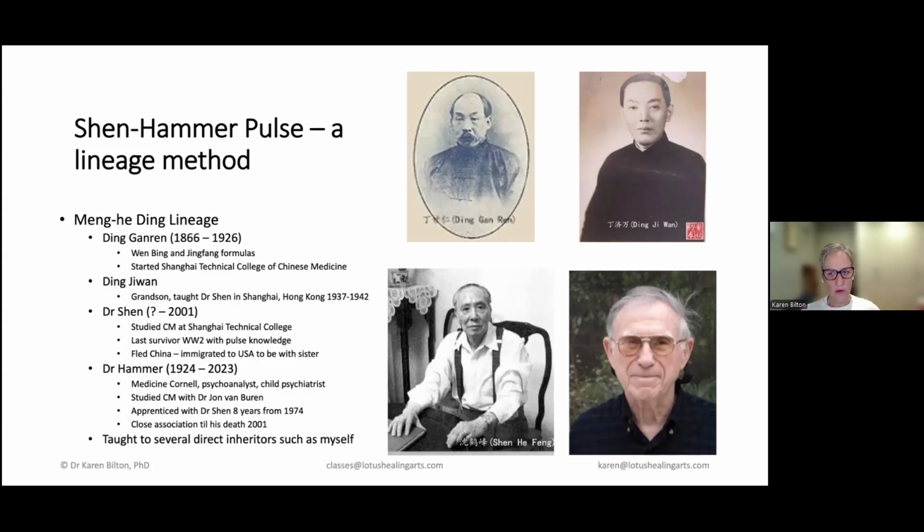So Dr. Hammer's original study was in the United Kingdom with John Van Buren, and he already had that knowledge before he started studying with Dr. Shen. But after he had apprenticed with Dr. Shen, he stopped practicing Western medicine. He still maintained his medical license because he needed that for practicing, but he practiced solely Chinese medicine. And Dr. Hammer taught the pulse method to several direct inheritors, such as myself.